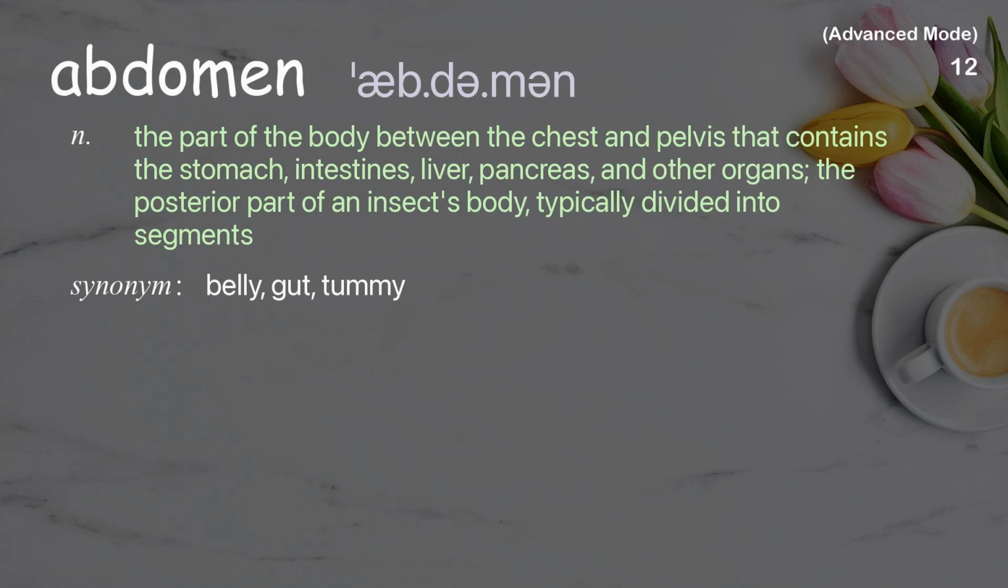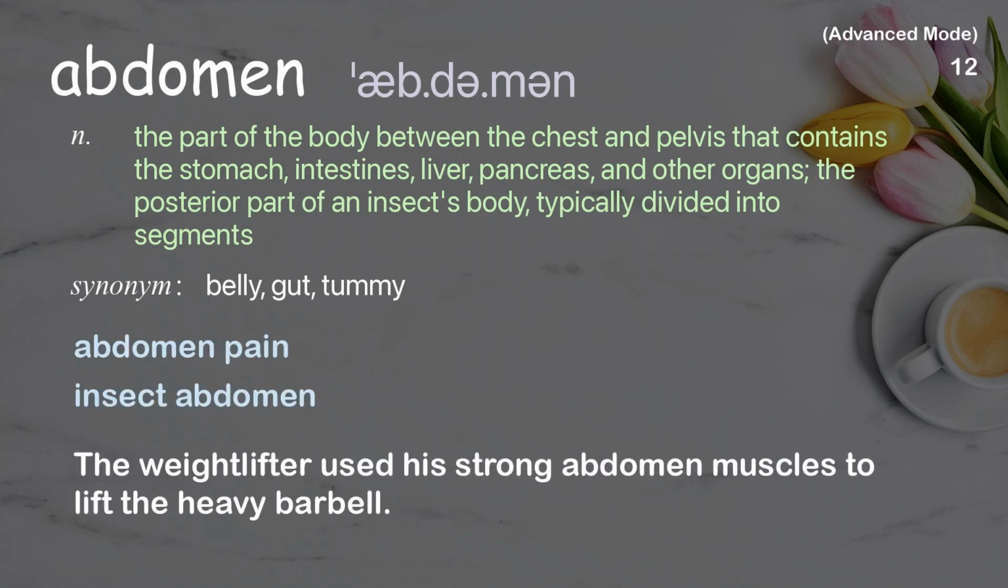Abdomen. The part of the body between the chest and pelvis that contains the stomach, intestines, liver, pancreas, and other organs, the posterior part of an insect's body, typically divided into segments. Examples: abdomen pain, insect abdomen. The weightlifter used his strong abdomen muscles to lift the heavy barbell.